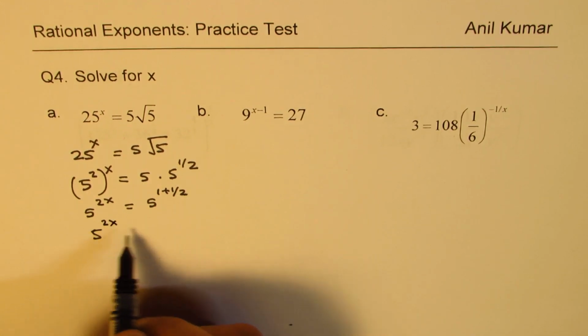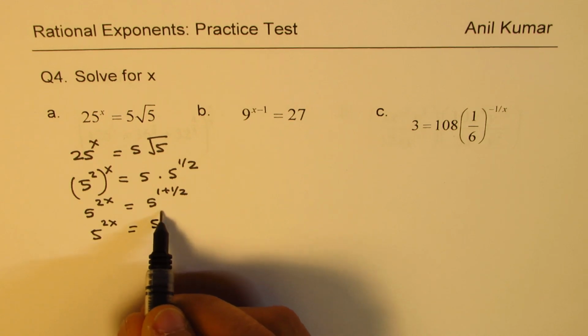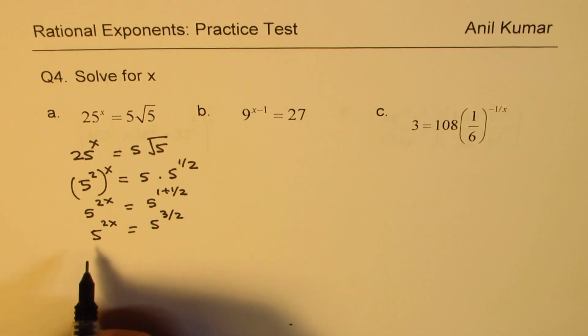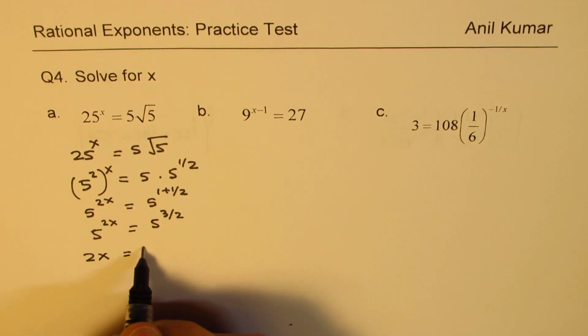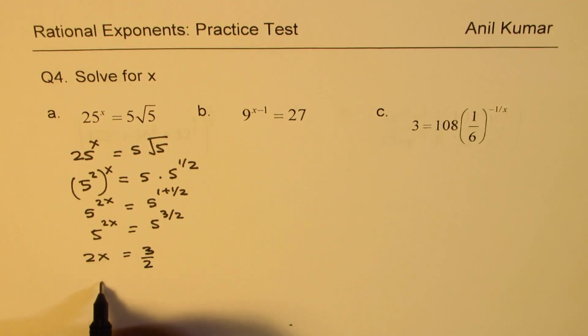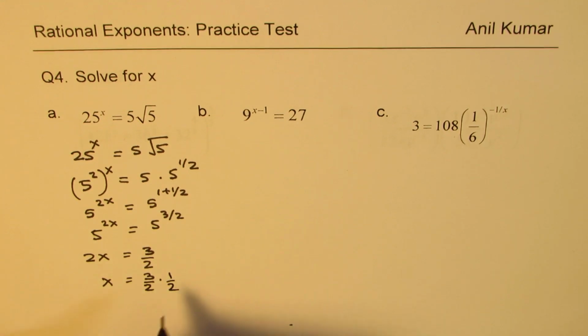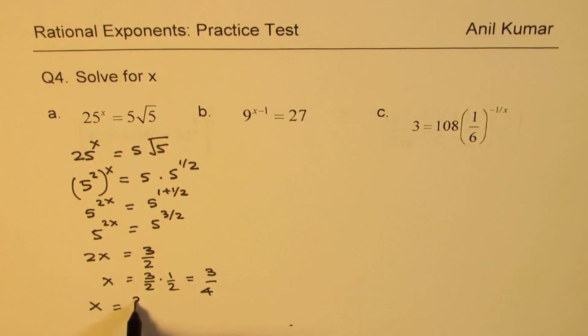So basically we get 5 to the power of 2x equals 5 to the power of 3 by 2. You can equate 2x to 3 by 2 now and find the value of x. It will be 3 by 2 times half, which is indeed 3 by 4, right? So we have our answer, x equals 3 by 4, correct?